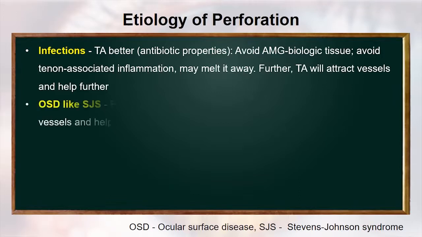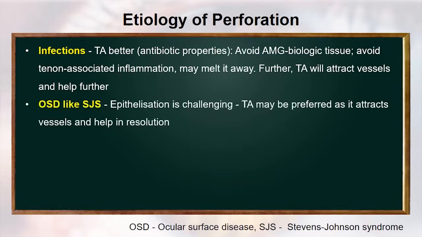Suppose you have ocular surface disease like Stevens-Johnson syndrome. Here the epithelialization is a big challenge, and it's better if you can again use a TA. This again attracts vessels, helps in resolution. We do see perforation in SJS, again very, very challenging, but what we have found is TA works very well, but you can use a tenon patch graft as well.